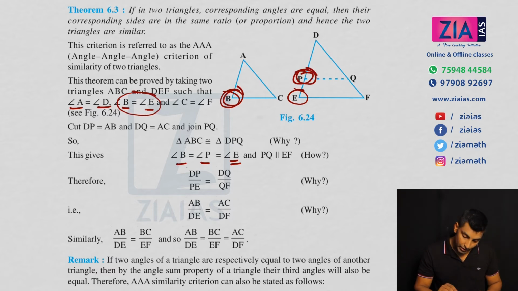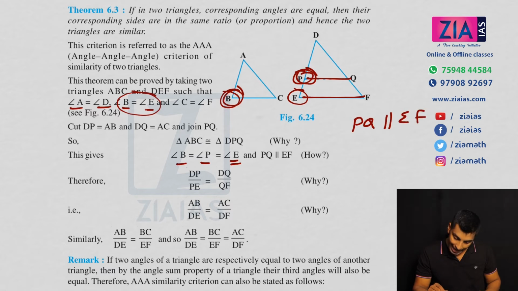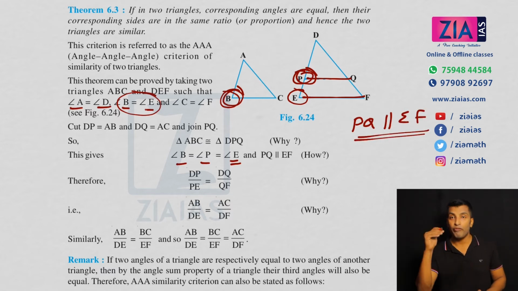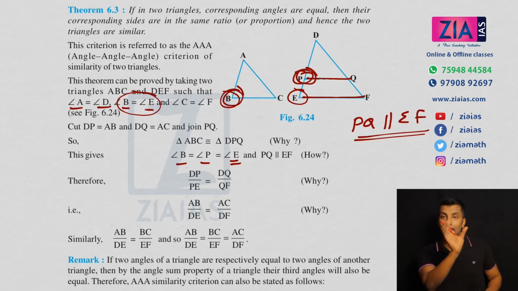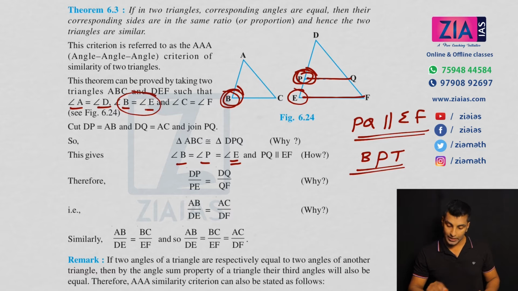Because this is what we have taken, the same length is what we have taken, this is parallel, right? So you can clearly understand PQ is parallel to EF. Now when you understood that PQ is parallel to EF, and EF is one of the sides of the triangle, and PQ is parallel and touching the other two sides, what will come to your mind now? BPT, the basic proportionality theorem, right?